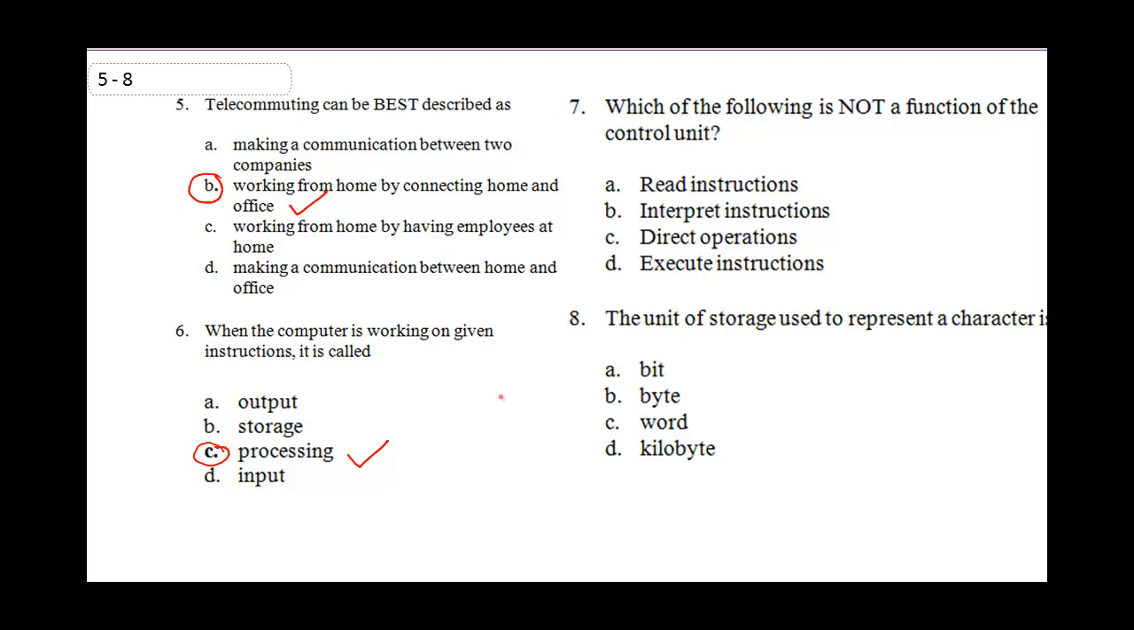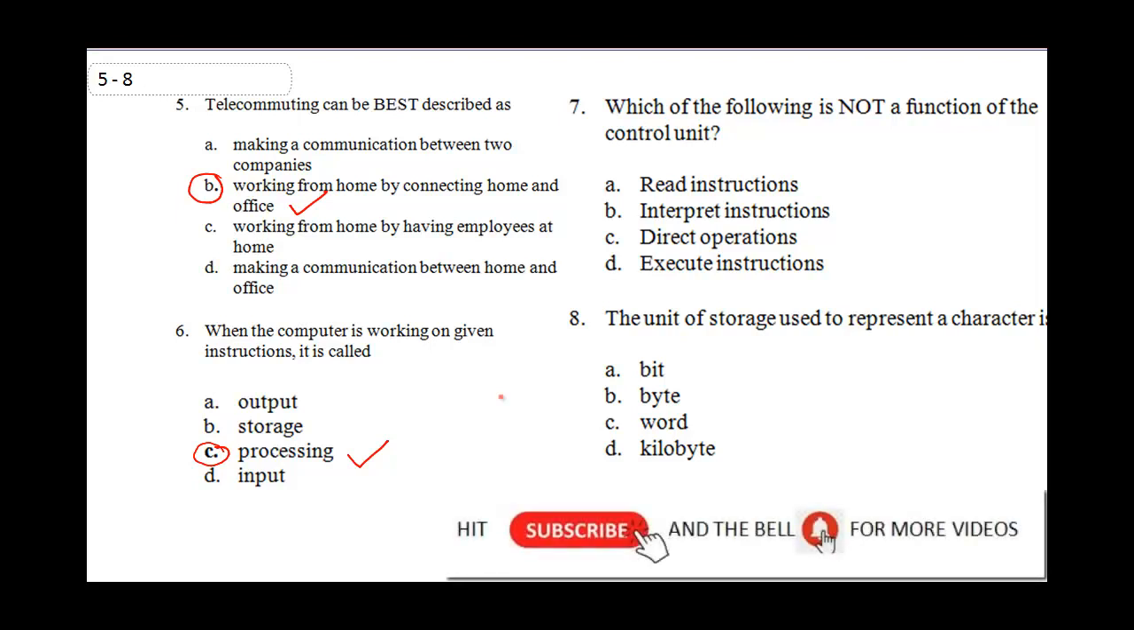Now, question 7 says, which of the following is not a function of the control unit? Now, you need to understand the difference between the control unit and the arithmetic and logic unit before you can be able to answer this question. Now, the control unit gets this information probably from the input device, and it controls whoever is going to act on the information. So let's look at the options. A, read instructions. Yes, the control unit reads the instructions. B, interprets the instructions. Yes, the control unit interprets the instructions. C, it directs the operations. Yes, the control unit can direct the information to certain devices to carry out.